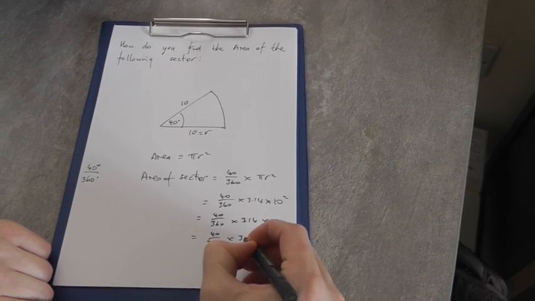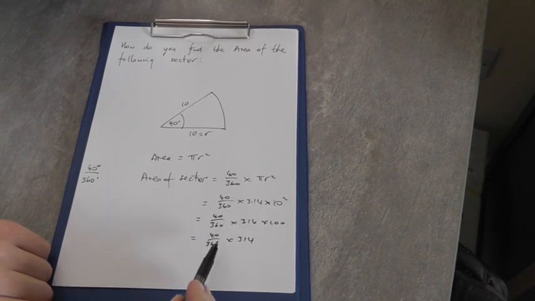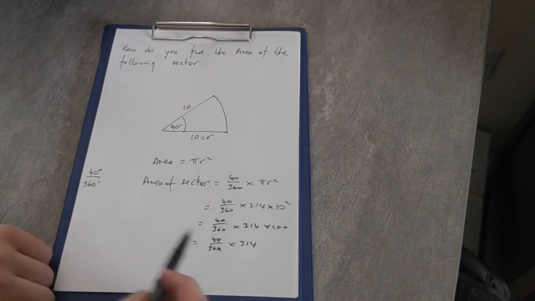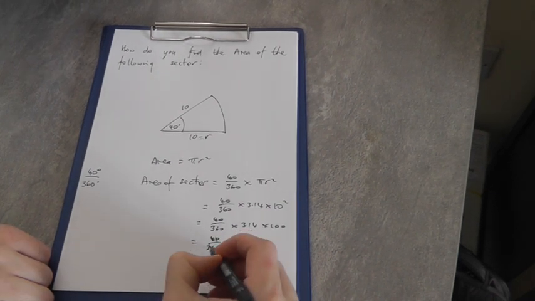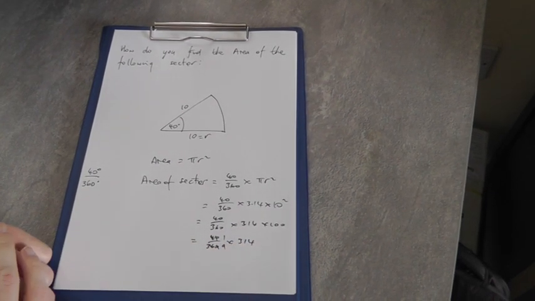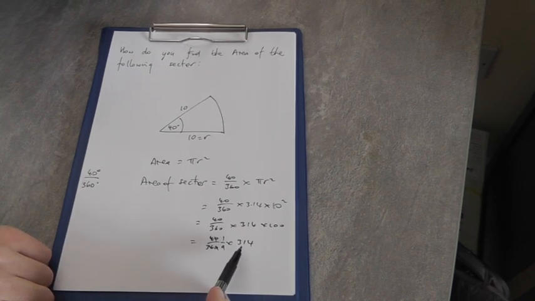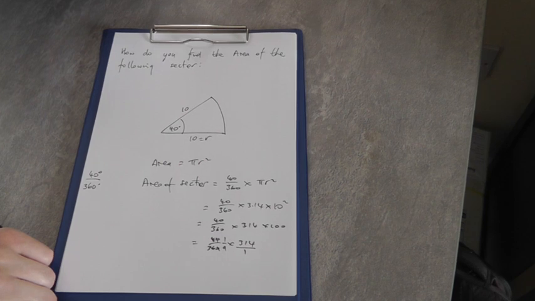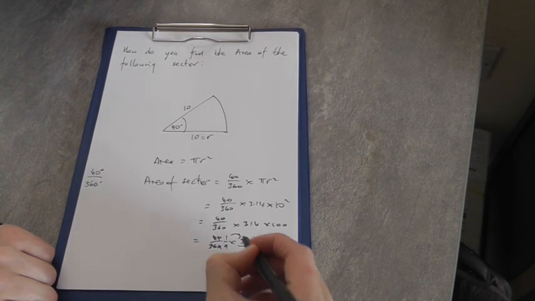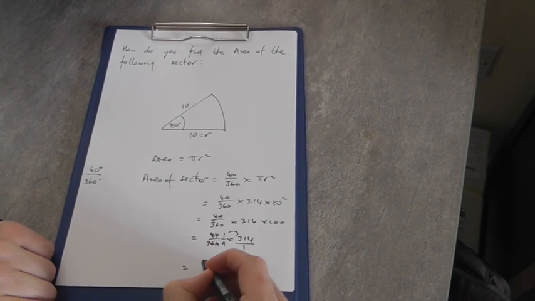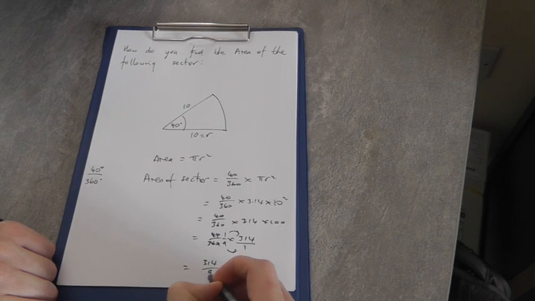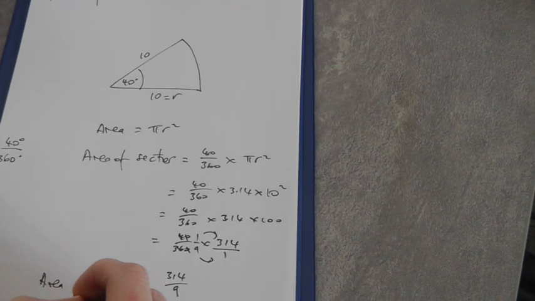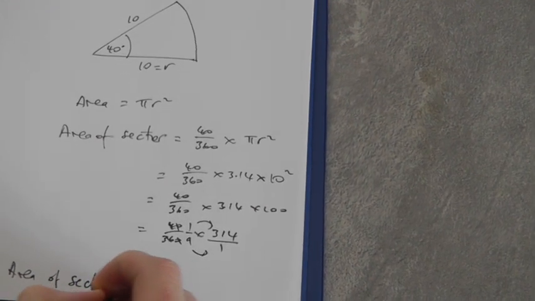is 314. And then if we simplify this, I'm going to divide the top by 10 and the bottom by 10. The top by 4 and the bottom by 4. And we get 1/9. So we're going to do 1/9 multiplied by 314. And 314 is a fraction. It's 314 over 1. And to multiply fractions, it's top by top, bottom by bottom. And we get 314 over 9. And that is the answer to the area of this sector that we worked out.